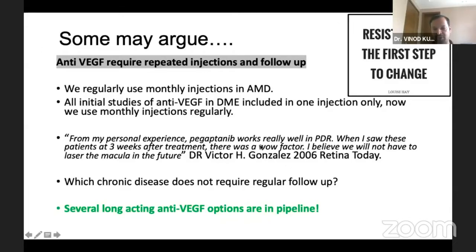In fact, one of the surgeons commented back in 2006 that in my experience, anti-VEGFs really work well, and after a few years, we will not have to laser the macula. I think that is very much a reality now, and a few years from now, we won't have to laser even for PRP. And tell me a single chronic disease which does not require a regular follow-up. In fact, several long-acting anti-VEGF options are in the pipeline, and I see that 5 years from now, we will not be lasering and destroying the retina.